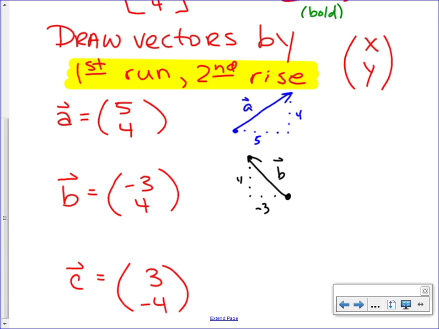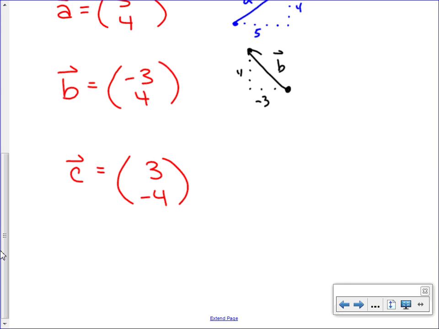Yay. Okay. Last but not least, vector C. Start somewhere. From that point, move 3 to the right. 1, 2, 3, then down 4. 1, 2, 3, 4. That's the end. Start here and here. This is 3, -4. This, my dears, is vector C. Okay?